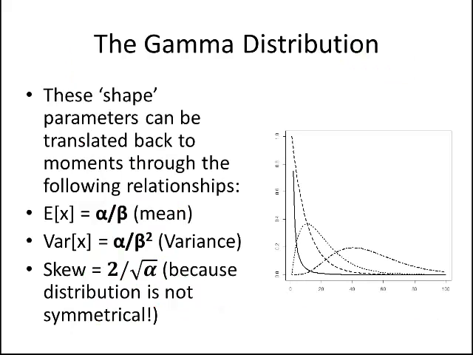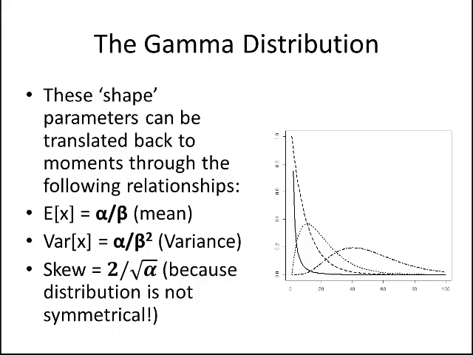So with the gamma distribution, we can translate these shape parameters back to things that we're more familiar with, like mean and standard deviation, through the following relationships. This is done through something called method of moments. We're not going to get into that. You could take statistics classes, graduate statistics classes that look at maximum likelihood estimation, method of moments, all these other things.